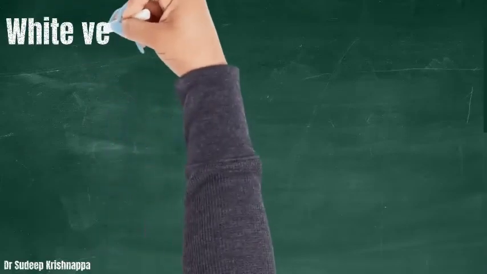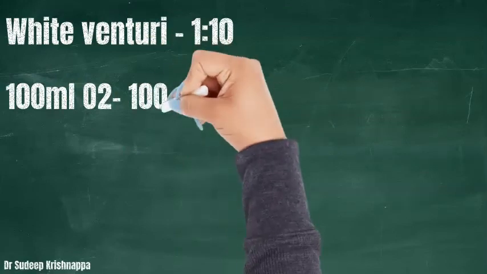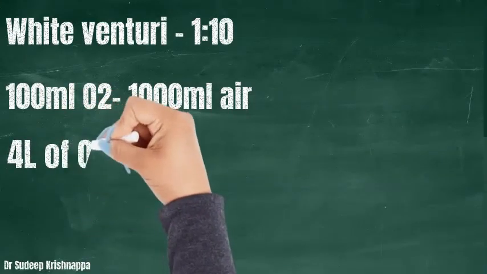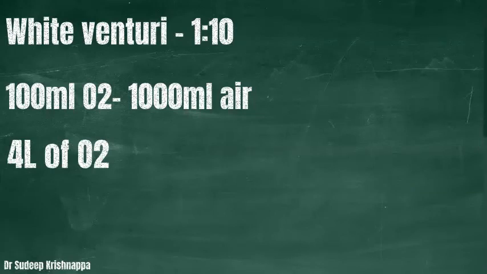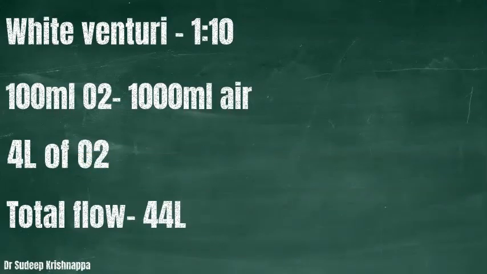A white venturi has an entrainment ratio of 1:10. That is, for each 100 ml of oxygen flowing through the device, another 1 liter of room air would be entrained. With the recommended flow rate of oxygen being 4 liters, another 40 liters of room air would be entrained, thereby generating a total flow of around 44 liters.